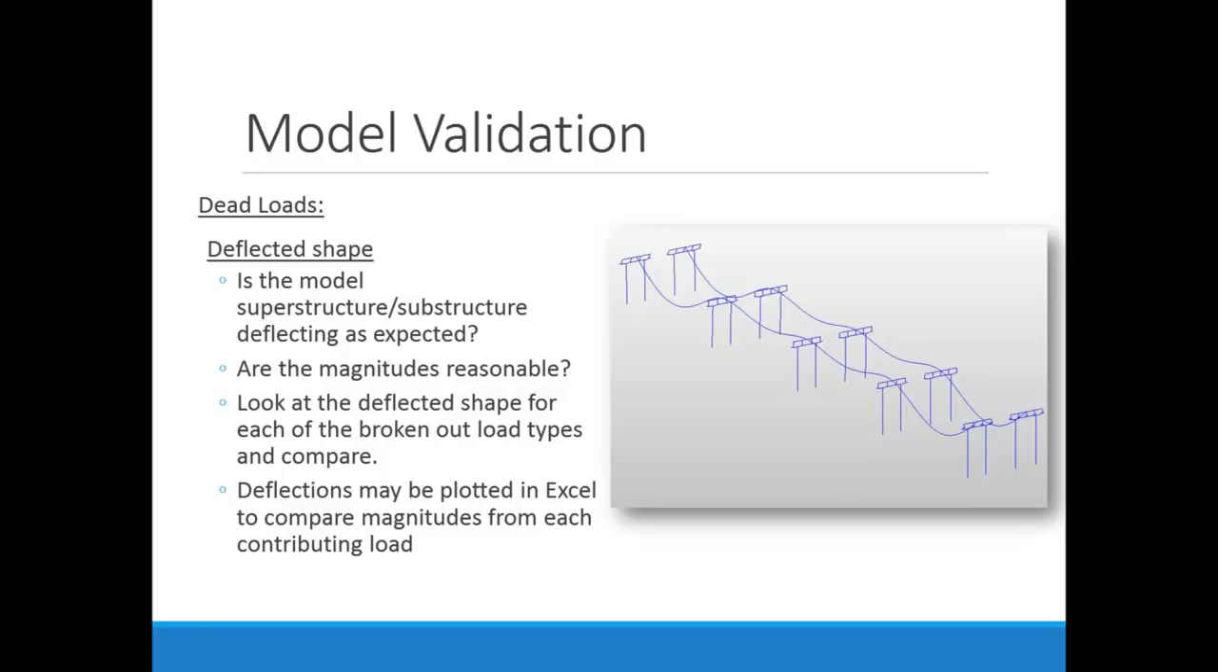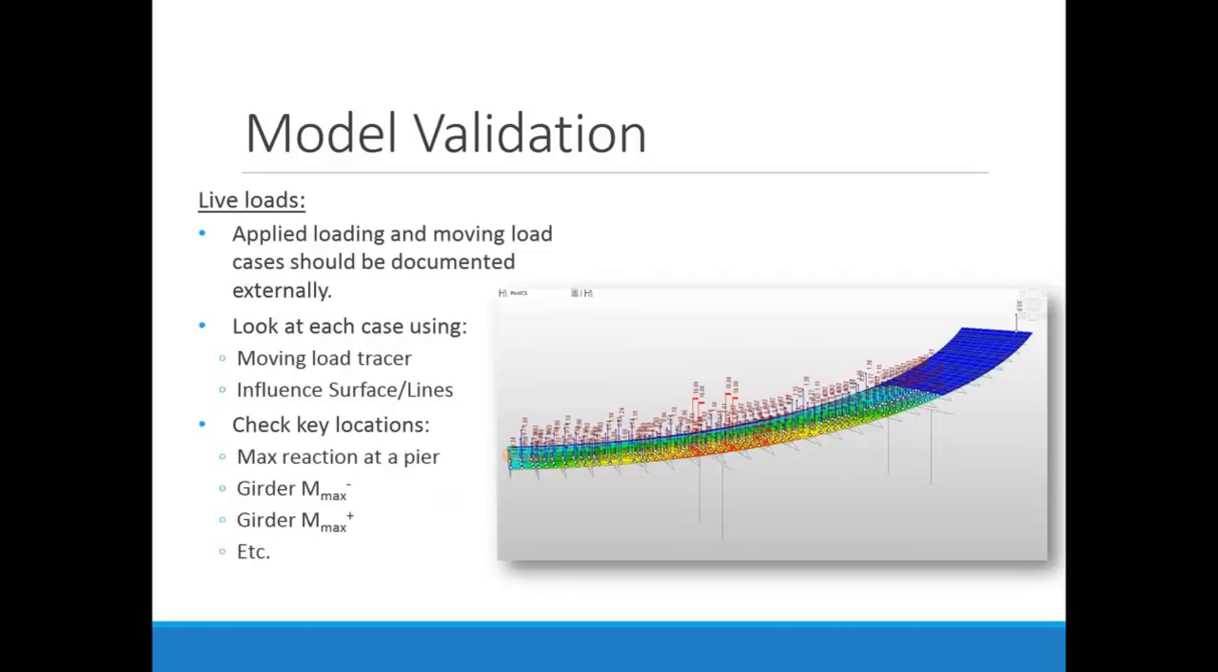Another place to go and identify where you're getting funny deflections is to look at each load type. Like I said, it's nice to break out each load type: your wearing surface load, your pedestrian rail, your self-weight. Break that all out, and then within Excel you can overlay those, superimpose them onto each other to see what the contribution is from each and see if you have something that might not be quite right.